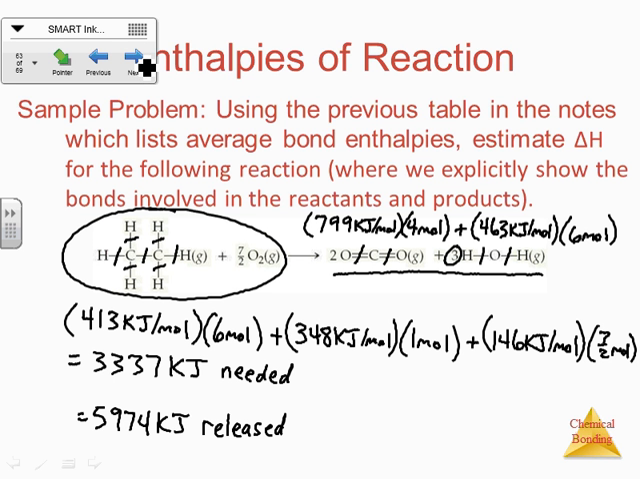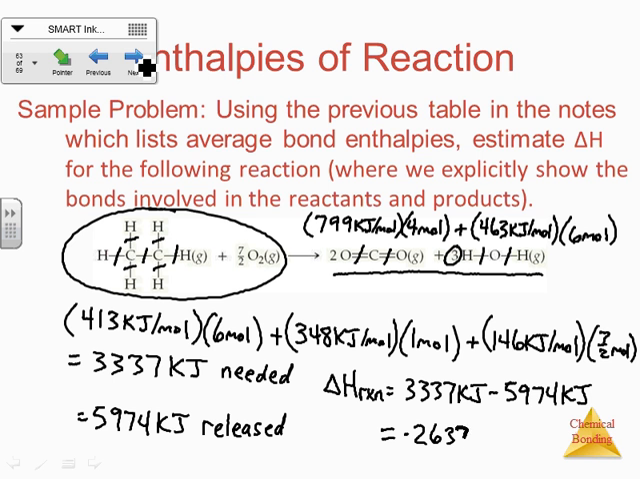Anyway, to figure out the overall delta H of this reaction, now all we have to do is take the amount of energy needed to break the bonds, the 3,337, minus the amount that gets released, 5,974, and that's going to give us our delta H. Which is negative 2637 kilojoules. Which, that's a lot of energy, right?